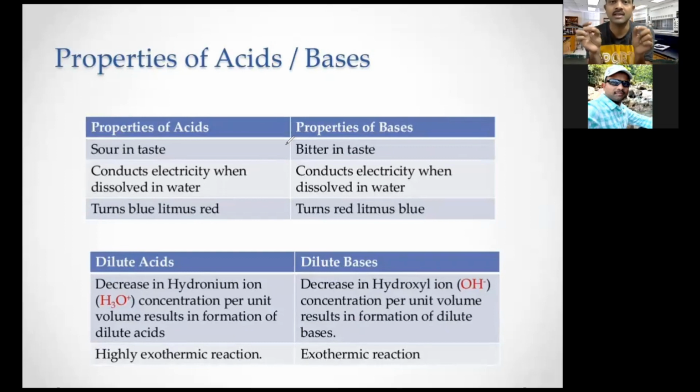These H plus and Cl minus ions carry electric current, so it conducts electricity when you dissolve it in water. And all of you remember this: when you put blue litmus, acid turns the blue litmus to red. So when you dip the blue litmus paper in the acid, the color of the blue litmus paper changes into red.